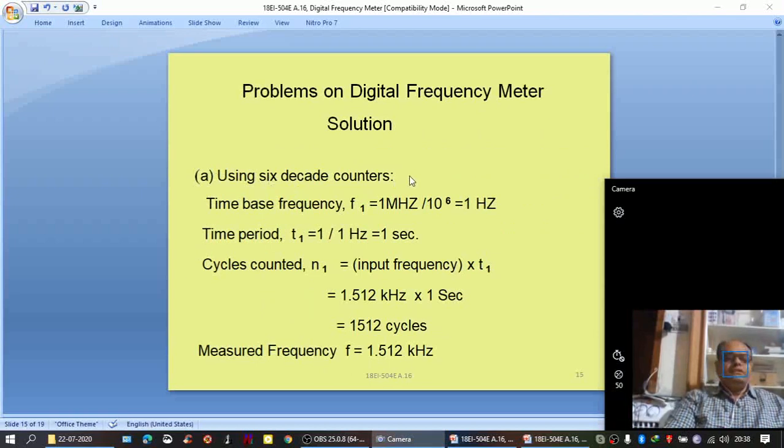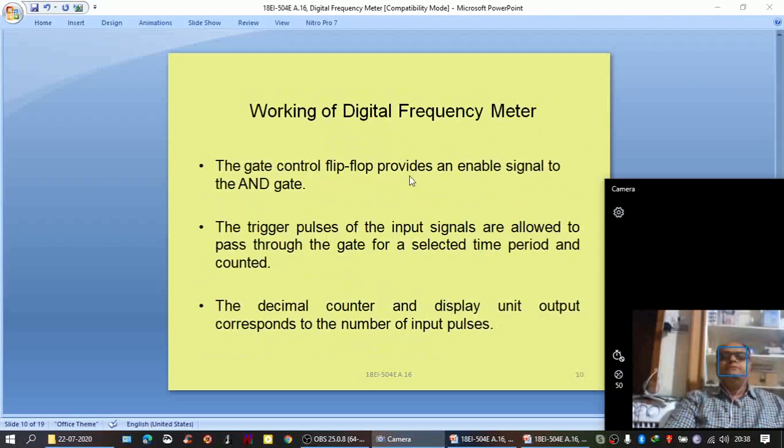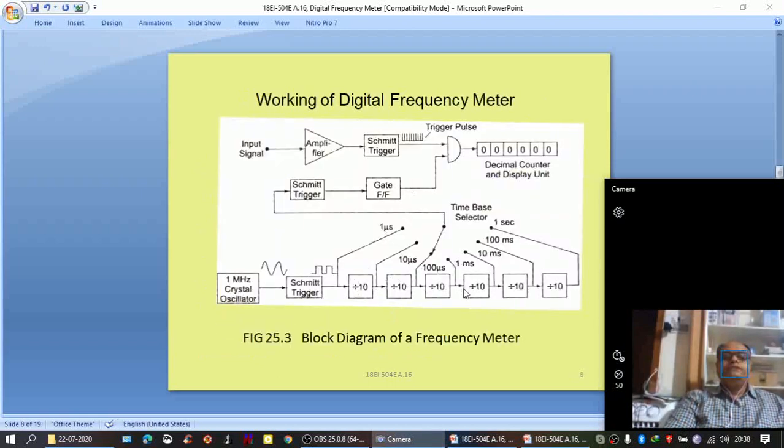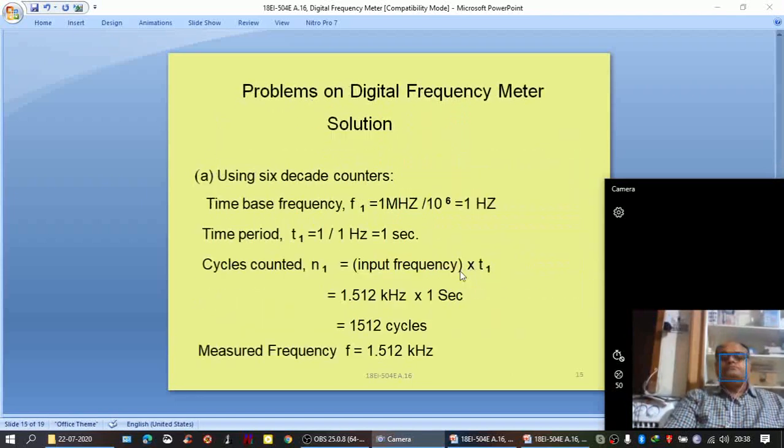Now, using 6 decade counters, as we have seen already, 1, 2, 3, 4, 5, 6. Using six decade counters, what is the gating pulse duration? It is 1 second. Using 4 decade counters, 1, 2, 3, 4, what is the gating pulse duration? 10 milliseconds. Just remember this. Using 6 decade counters, time base frequency is 1 megahertz by 10 power 6, that is 1 hertz. So the time period of the gating pulse is 1 second.